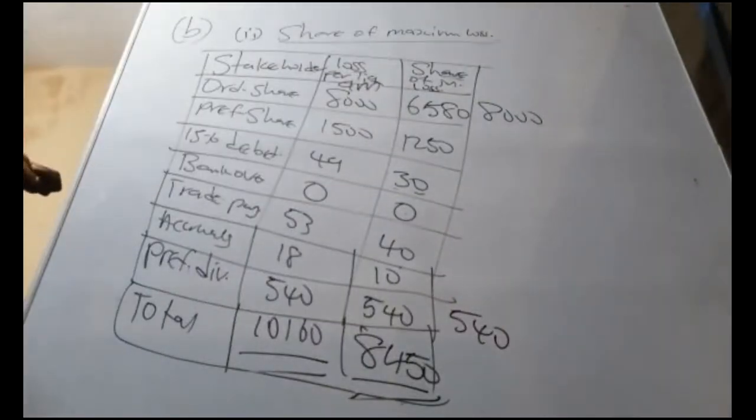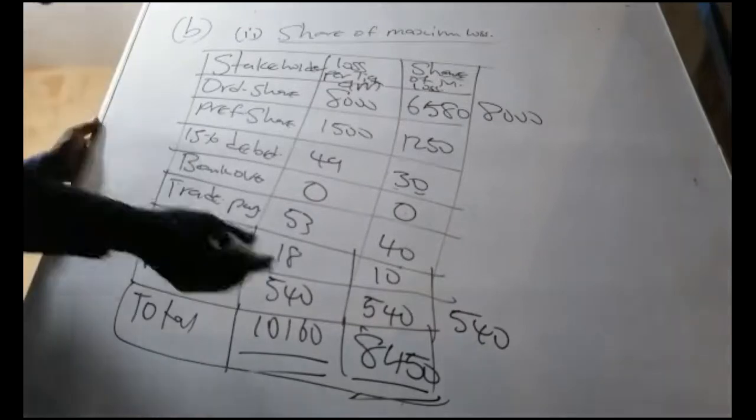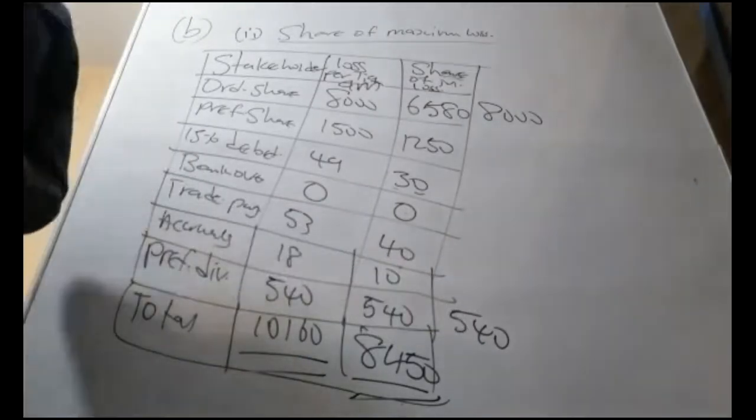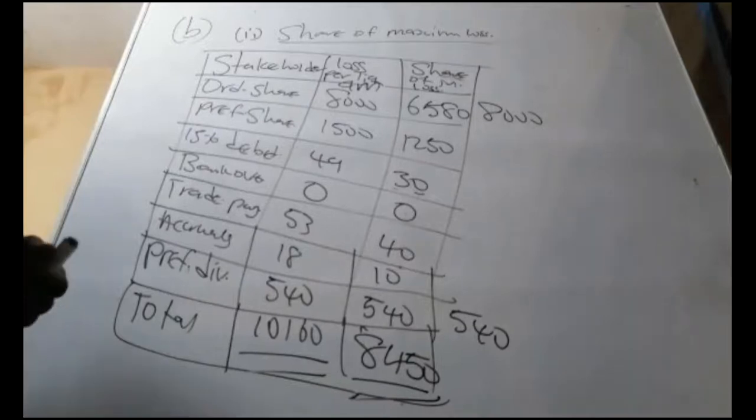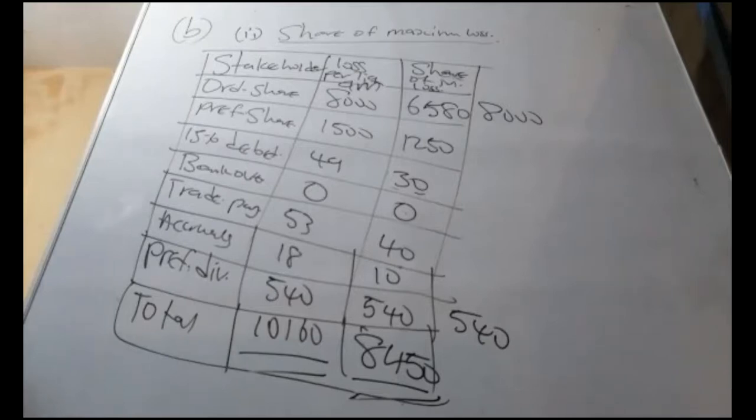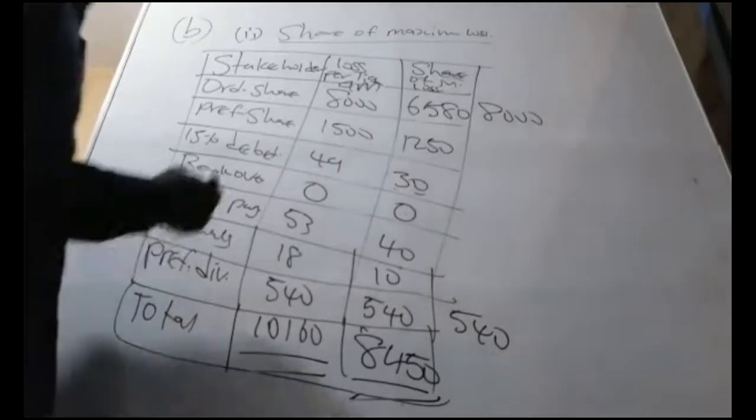You can also choose those who accept that for discretionary. So let's find the difference between this and this. You can find it for me. That's the simplest way to do it. So 8450 less 540 is 7910. So you can tell the ordinary shareholders that they should lose 7910.